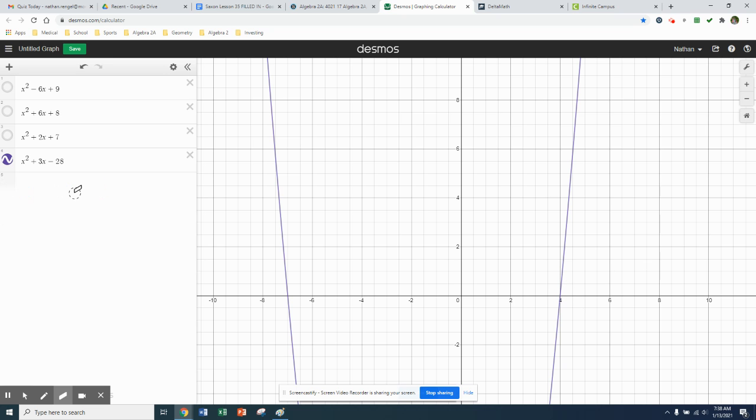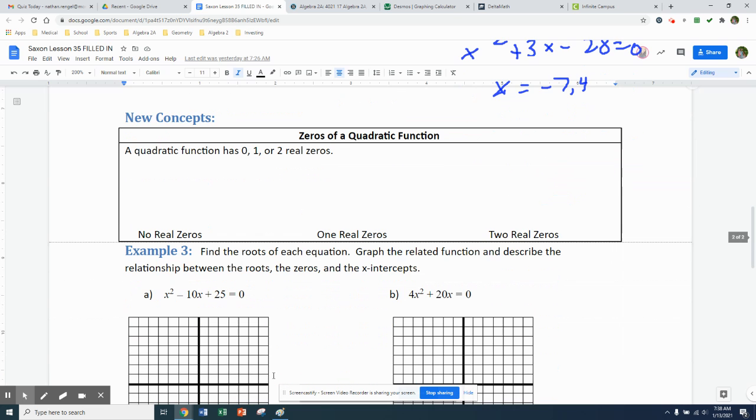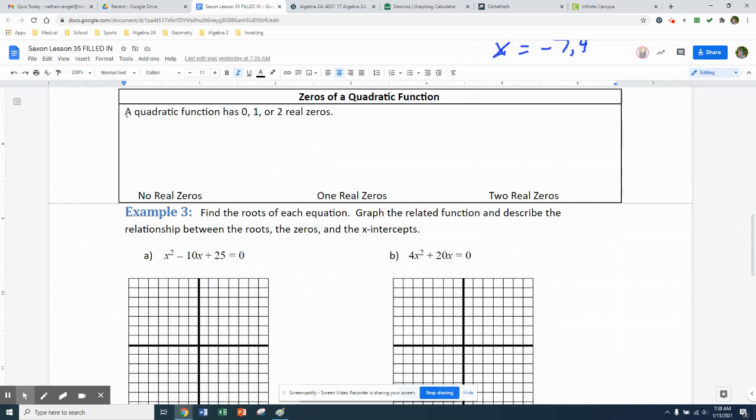Now, the graph of a quadratic is kind of interesting because it can turn. It can turn and go another direction. So what that's going to do is it's going to cause us to have 3 different options for its solutions. So a quadratic function can have 0 solutions. It could have 1 solution, or it could have 2 solutions.